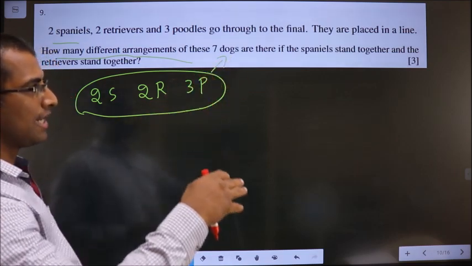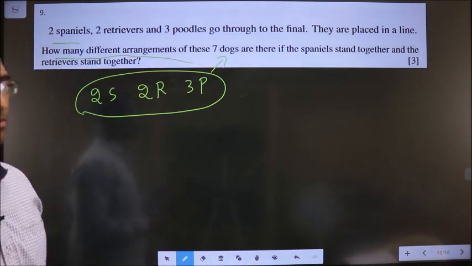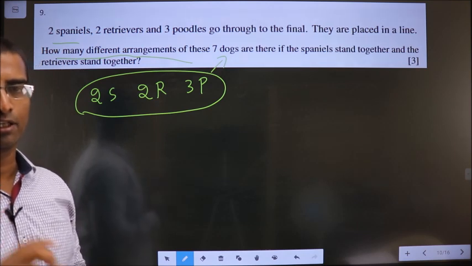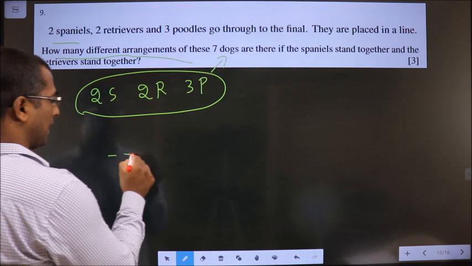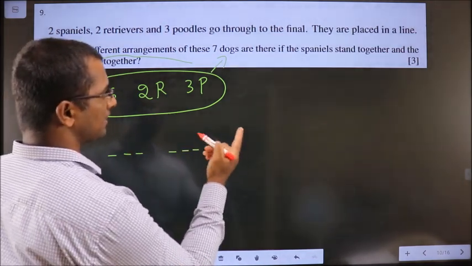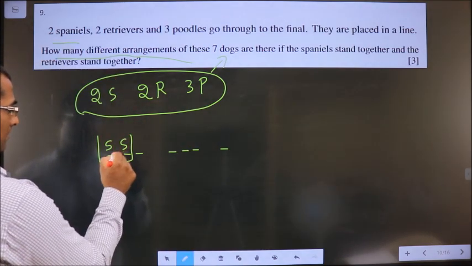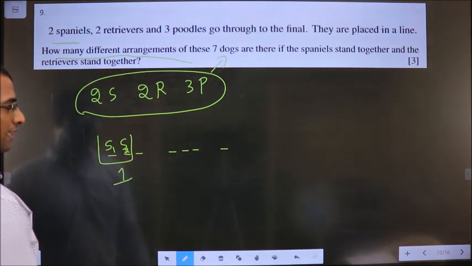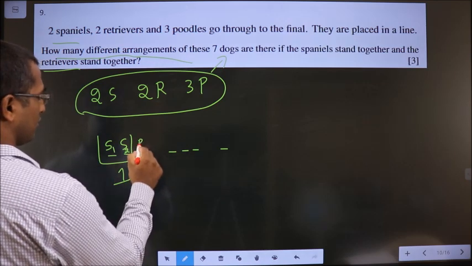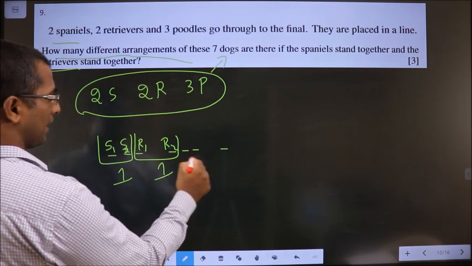There are 7 dogs if the spaniels stand together and the retrievers stand together. Whatever I should make sure is together, I should consider them to be one unit. So you are arranging 7, so 7 blanks. Now the condition is spaniels stand together, so SS should be together, so one unit. And also retrievers stand together, so R1, R2 should also be one unit. And these are 3.